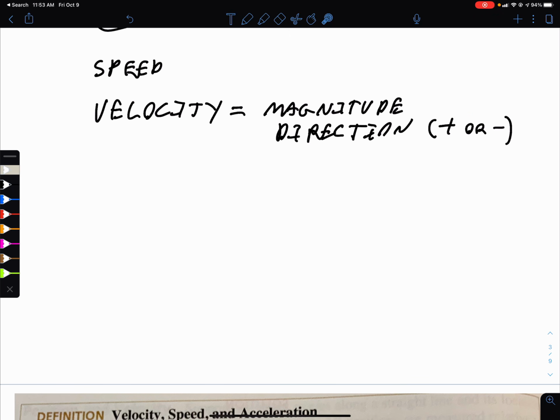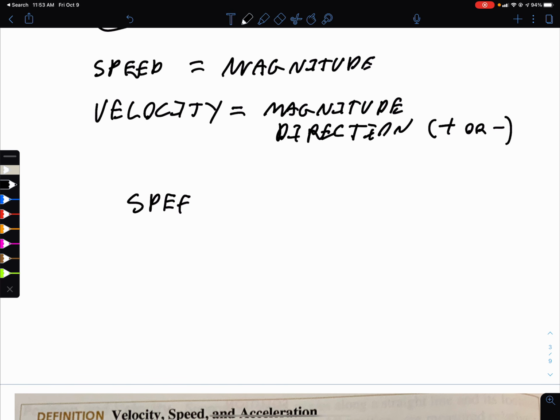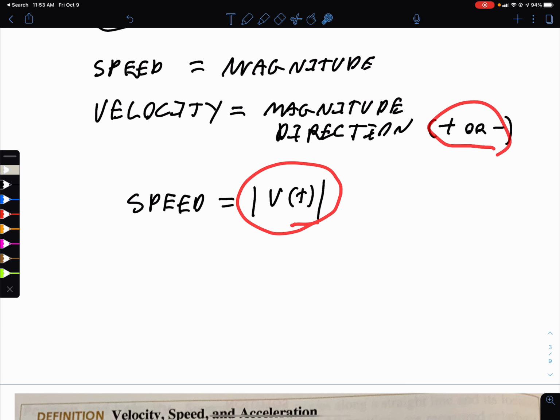So speed only cares about magnitude. Okay, very different. That's how that definition is used in calculus. Speed doesn't care about the direction, only how fast you're going. Velocity is going to be how fast you're going and what direction you're going. So if you know that, how do you find speed? Speed is the absolute value of velocity. The absolute value strips velocity of its direction. So that's my little spiel on speed that you have to know, okay?